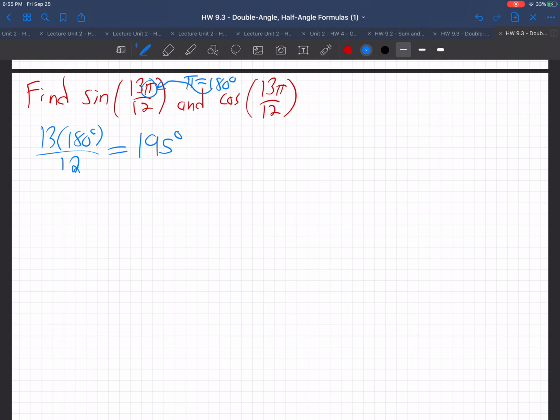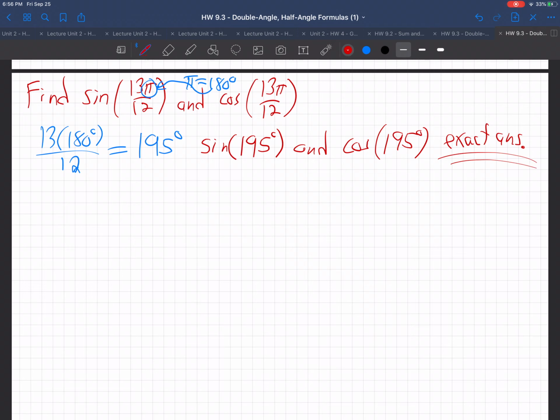So what they're really asking us then is to find the sine of 195 degrees and the cosine of 195 degrees. So how do we do it? They want an exact answer, meaning no decimals that are rounded. Right? We cannot give them a rounded decimal answer.